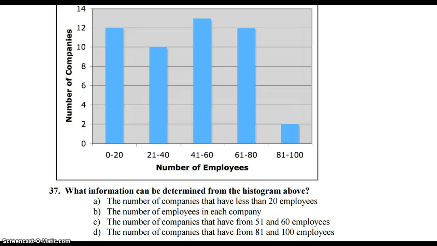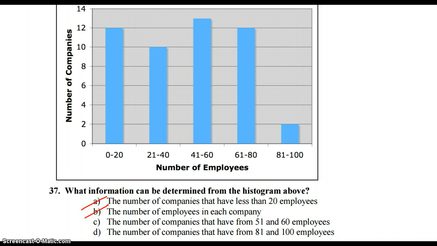A says the number of companies that have less than 20 employees. Now they do have a 0 to 20 section in here. However, it's saying strictly less than 20 employees. Some of those companies might have exactly 20 people. So we don't know how many are less than 20. So I can't say that, though it's tempting to say that one. B says the number of employees in each company. No, this doesn't tell us the number of employees in each company. All we have are ranges and how many companies fit into those ranges of employees. So it's not B. So we're down to C and D.